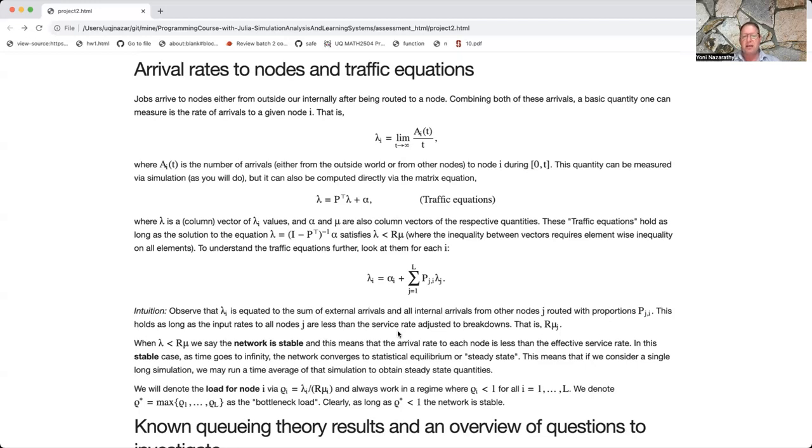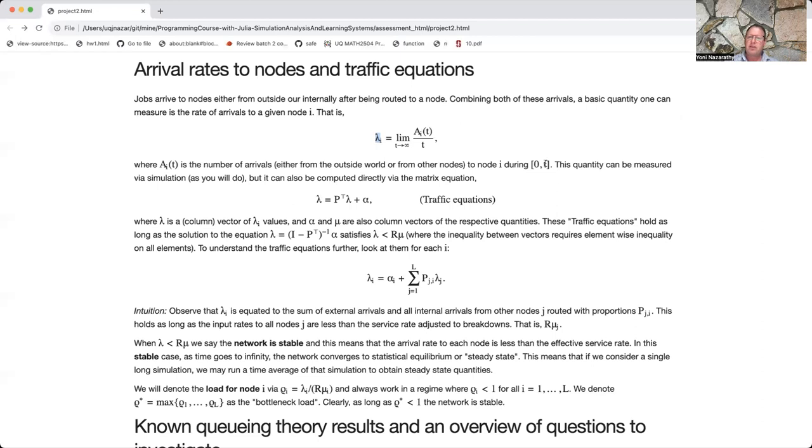For this, we need a bit more math, but you don't need to dig too much into it. Let's understand it anyway. Arrival rates to nodes and traffic equations. Jobs arrive to nodes either from outside or internally after being routed to a node. If you call AI(t) the number of arrivals into a node, from the outside world or from other nodes, then AI(t) is a non-decreasing function. If you take AI of 1 million, it's how many jobs have arrived after 1 million time units. If you divide that by 1 million, or ideally take the limit as t goes to infinity, you get lambda I, which is the rate of arrival to a node. The whole point is that the rate of arrival to a node is not just things that arrive from the outside, it's also things that arrive from the inside.